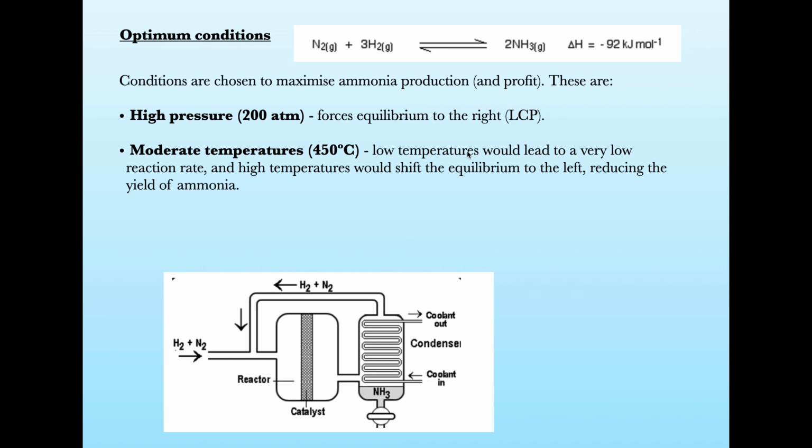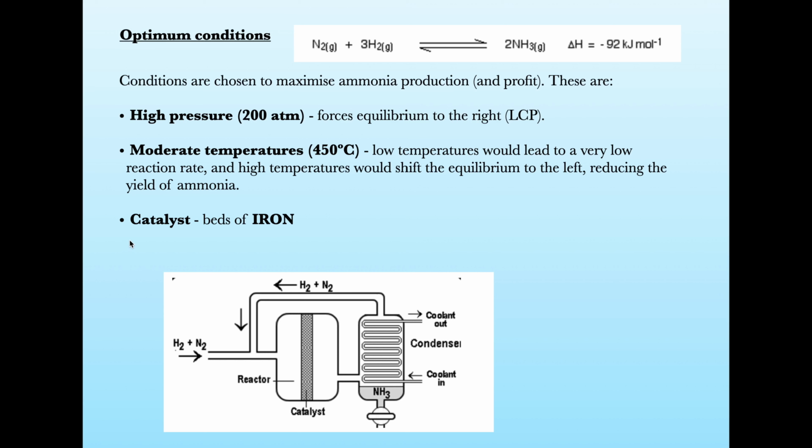200 atmospheres. Moderate temperatures. Now, because the forward reaction is exothermic, then it would be best to run the reaction at a low temperature to encourage the reaction to go forward and to increase the temperature again. But if we do it at too low a temperature, the reaction rate is very low. Reaction is very slow. So we do it at a moderate temperature, 450 degrees C. It leads to a good reaction rate, and then we constantly remove the ammonia.